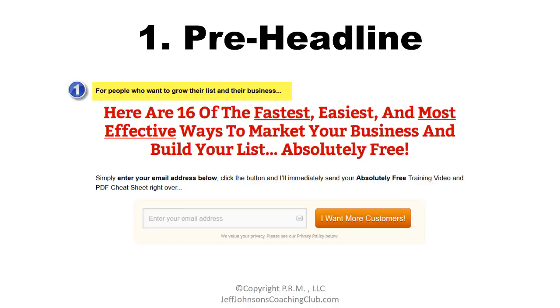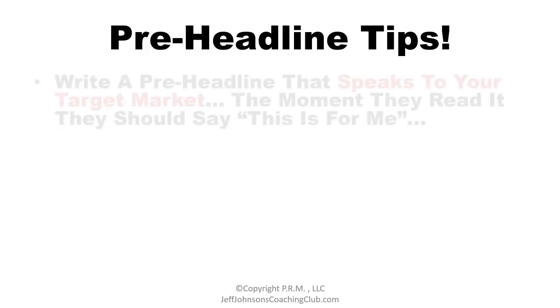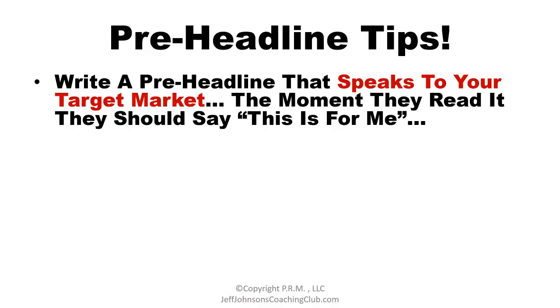Now the first thing that we want to talk about is the pre-headline. And the pre-headline is the very first sentence or group of sentences that people see when they visit your opt-in page. And it is extremely important that you get this sentence right. So here are some pre-headline tips that are designed to help you write more powerful, more compelling pre-headlines. And the first one is, write a pre-headline that speaks to your target market. So when your target market sees your page, the moment they read that pre-headline, they should say, "This is for me," and then they'll want to continue reading the rest of the page.